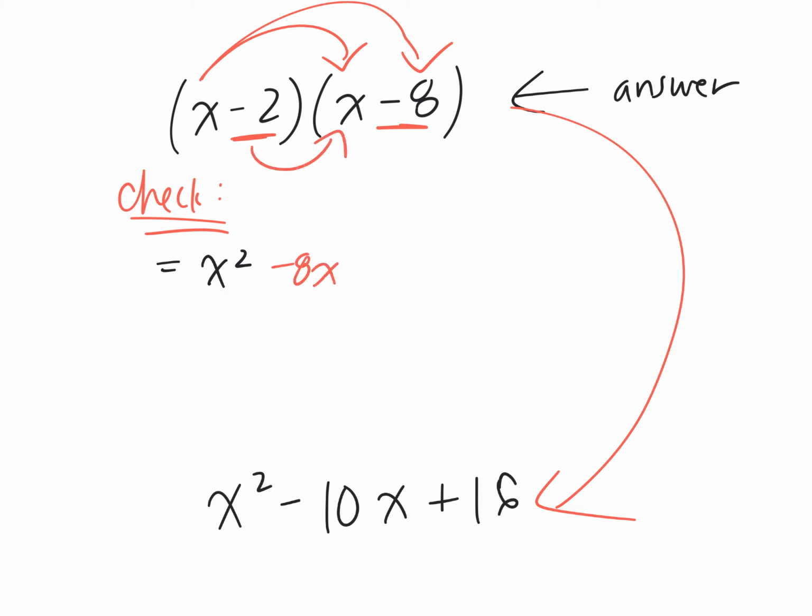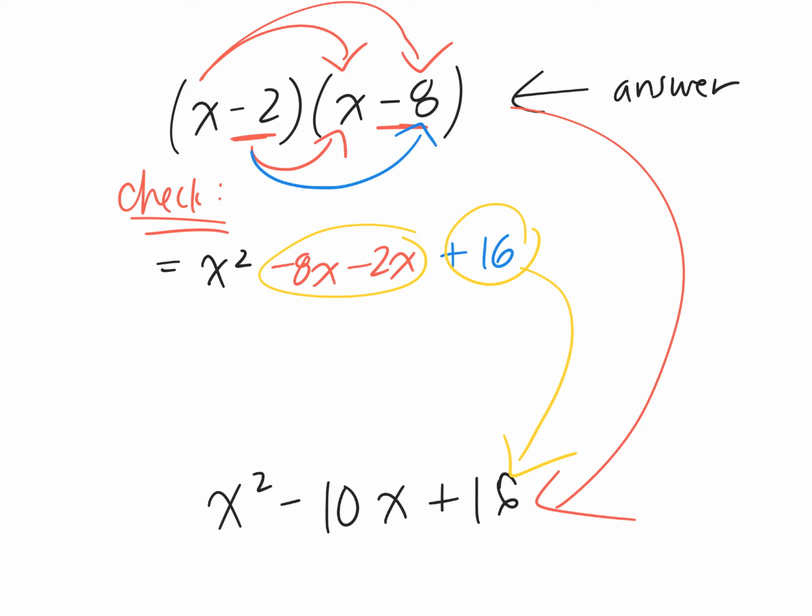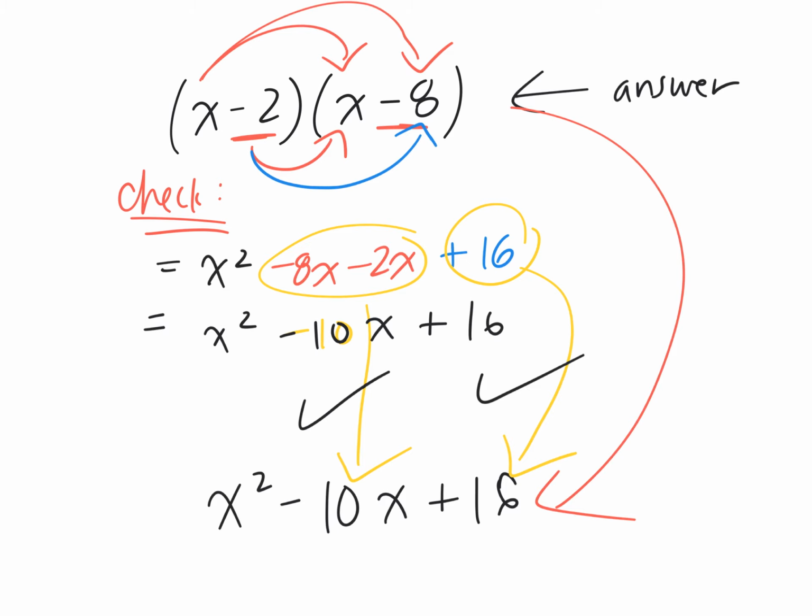What's negative 2 times x? What's negative 2 times negative 8? Do you see how this worked? We found 2 numbers that multiplied together to give us 16. When we add them up, we get negative 10. We get the middle term. So x squared minus 10x plus 16. It worked. It's correct.